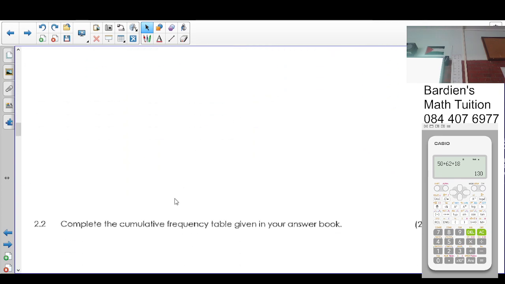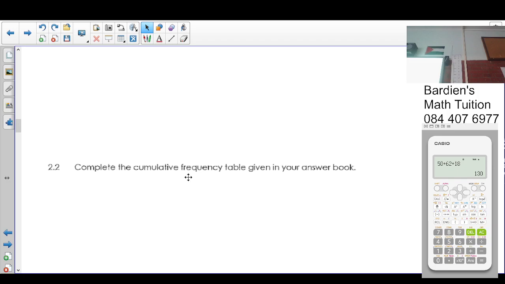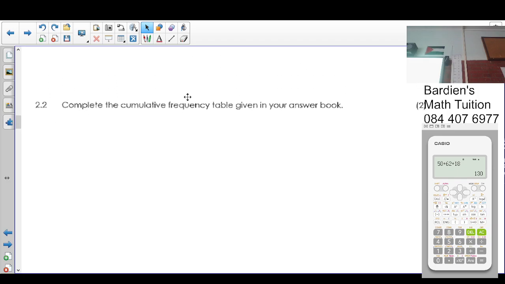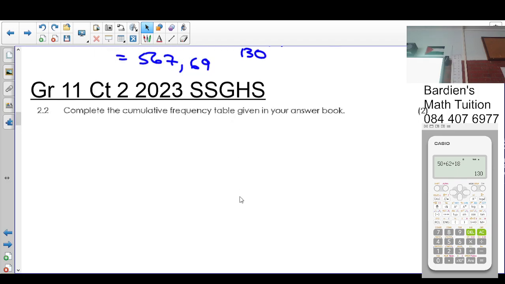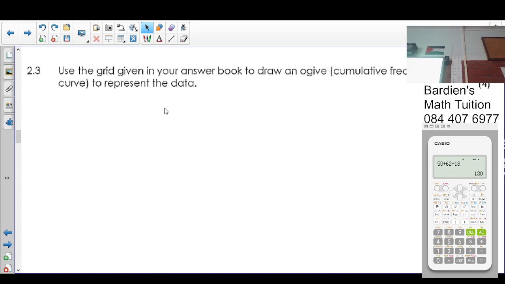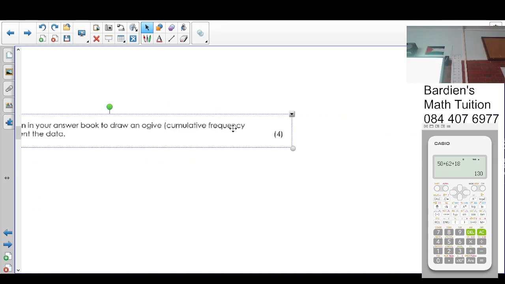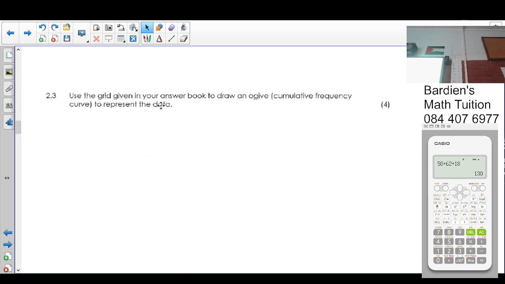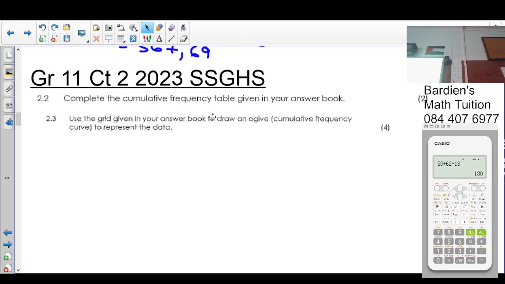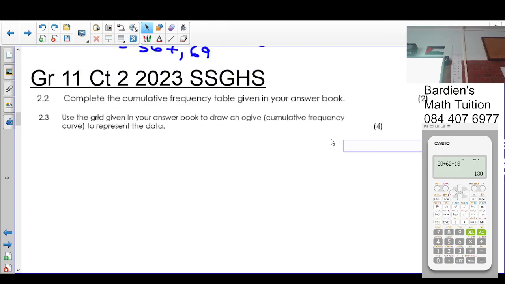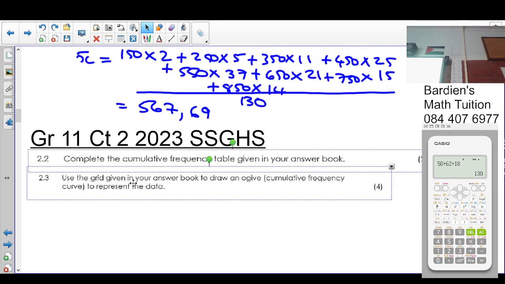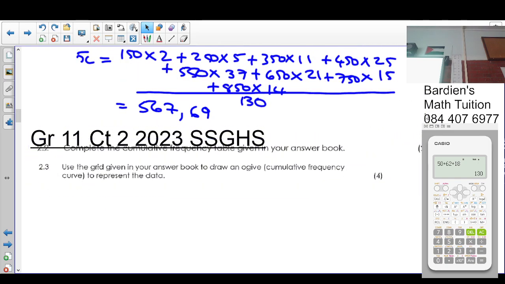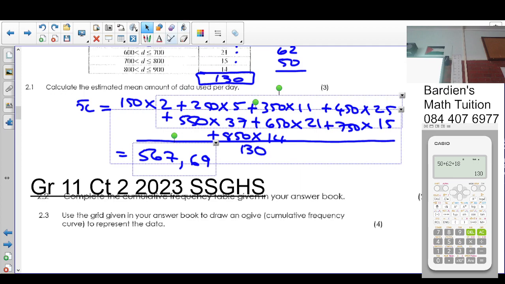The other question says, complete the cumulative frequency table given in the answer book. When I looked at the answer book, I couldn't use it because the grid is not on it. It was pasted on somehow or other later on. So I would probably need to draw my own one now quickly or do it without, okay?